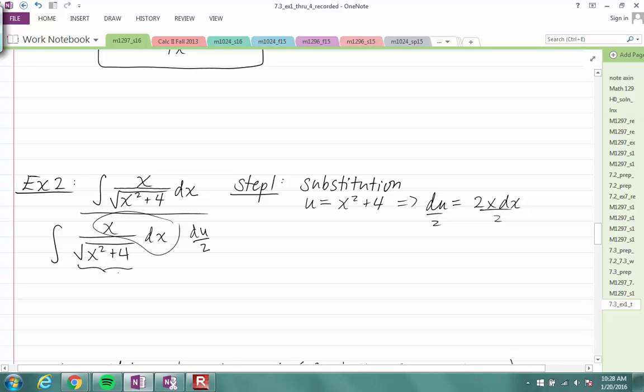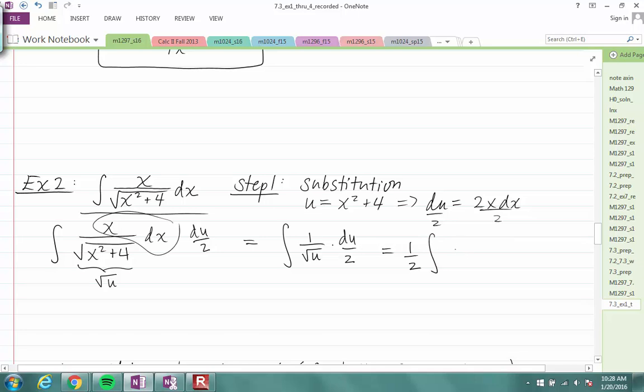And then down low, we would have the square root of u. So we actually can write this integral all in terms of u. We have 1 over root u, and then times du over 2. So now, can you find that integral? And the answer is yes, it's easy. So this is going to work now. We're just going to go do it.